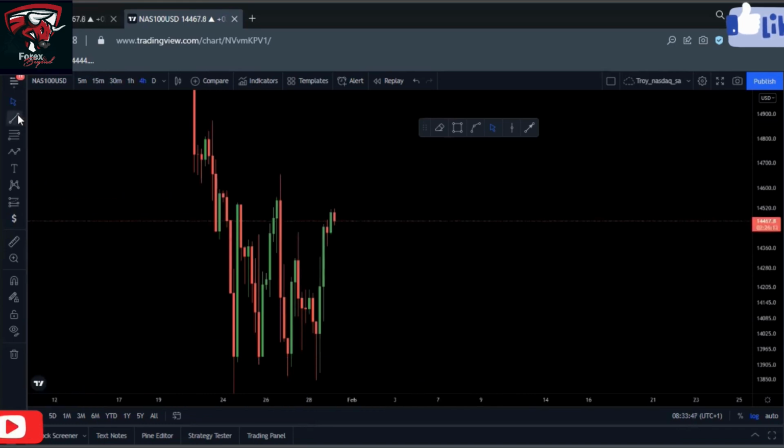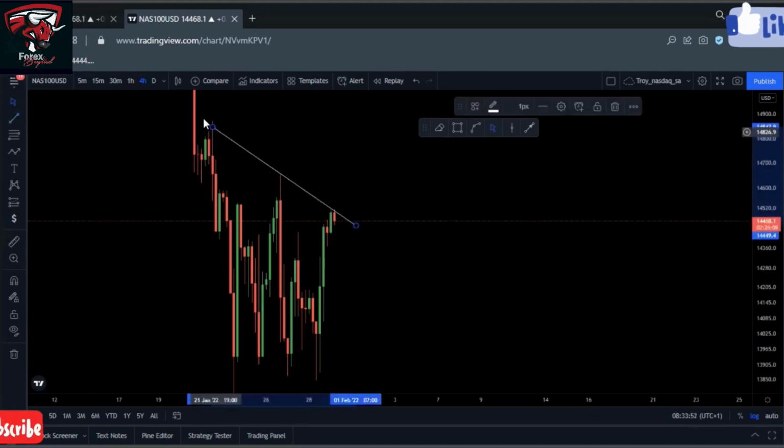So even if I was using a trend line, I still get the same view, the same confirmation. Okay, this is a sell. You need to look for sell opportunities. But let me just go to another pair.